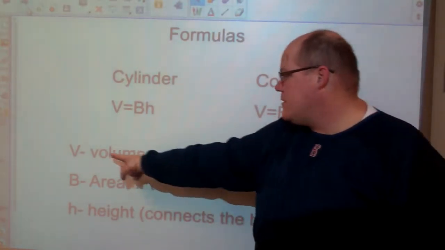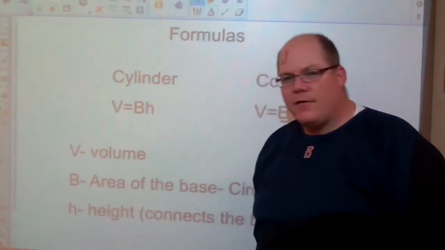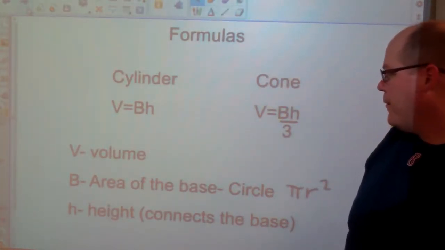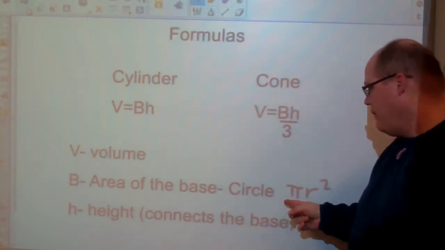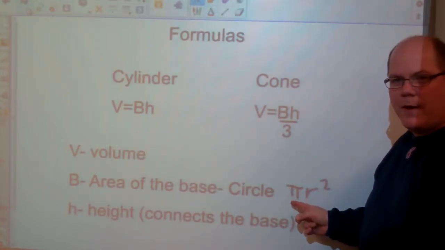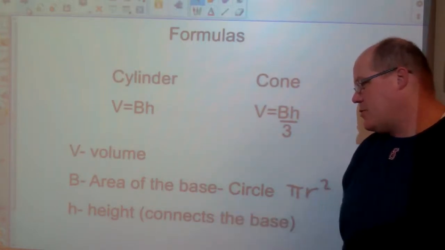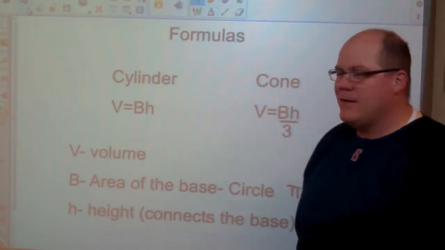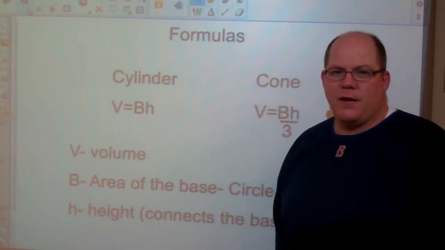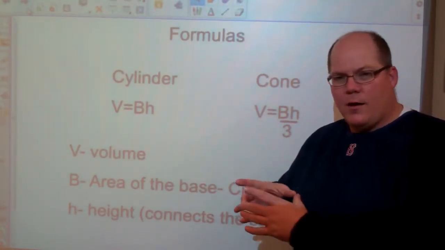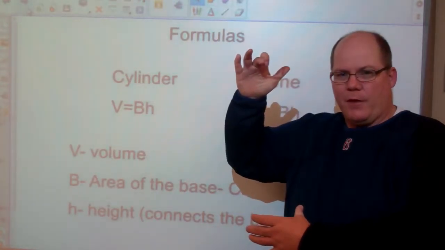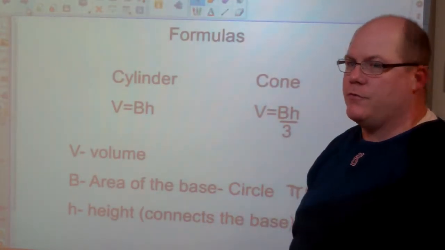In the formulas, the V stands for volume, the B stands for the area of the base. In both cylinders and cones, we'll be using circles as the area of the base. So to find the area of a circle, we use pi r squared. And the H refers to the height. And the height connects the 2 bases, right? The top and the bottom in a cylinder, and in a cone, the bottom and then the top of the cone. So that would be referred to as the height.